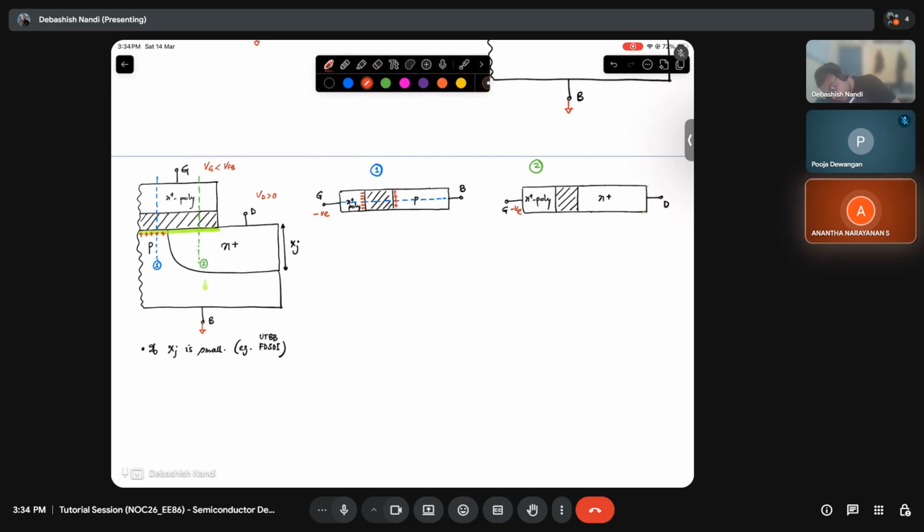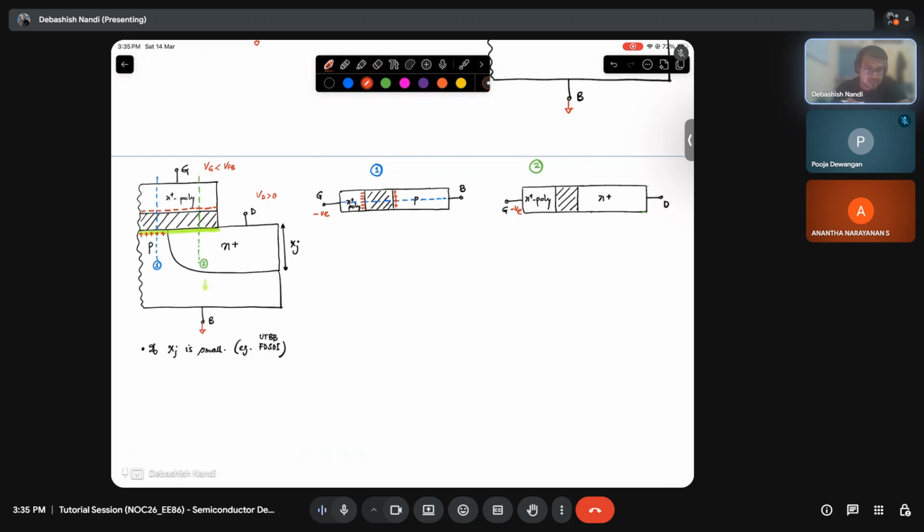Sir, why is there a negative charge in the N plus poly? Because your gate is negative. Oh, okay. Your gate is negative, right? So you will have negative charges all over it. Sir, is this N plus poly like metal or something? You can consider it like metal.